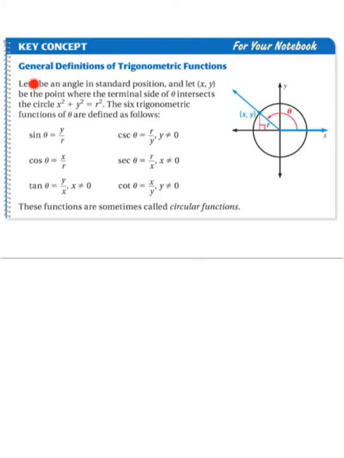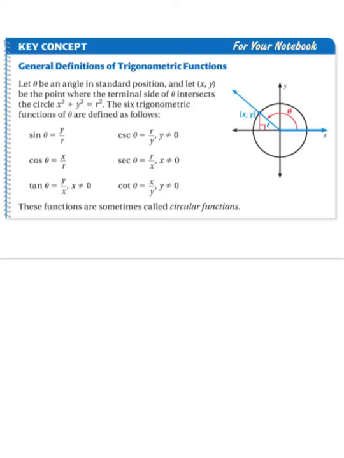trigonometric functions. Let theta be an angle in standard position, and let xy be the point where the terminal side of theta intersects the circle. Okay, we're now talking about the unit circle again. The 6 trig functions of theta are defined as follows. So if we've got theta anywhere, I've got sine of theta is the y value over radius.